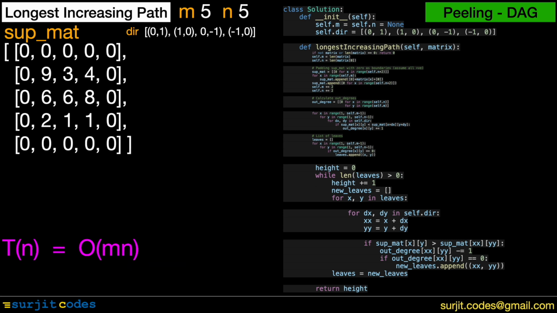Each vertex is processed once. They have 4 edges each, so mn is the time complexity. Space used by a supermatrix and out degree are of the order of mn.